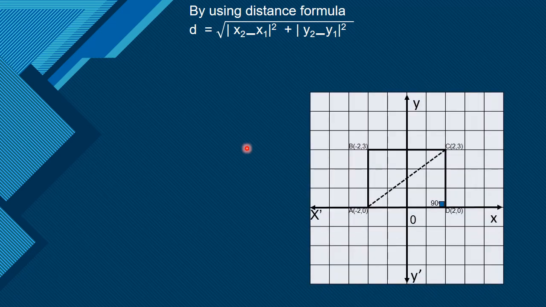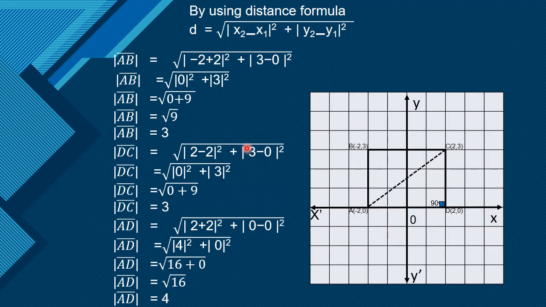Students, by applying the distance formula, the distance AB we found as 3, and similarly we found the distance DC also as 3. Here AB is this side and CD is this side. So it means these two opposite sides are equal. Similarly, now let us find out the distance AD. AD is 4. That is this distance. Now let us find out the distance BC.